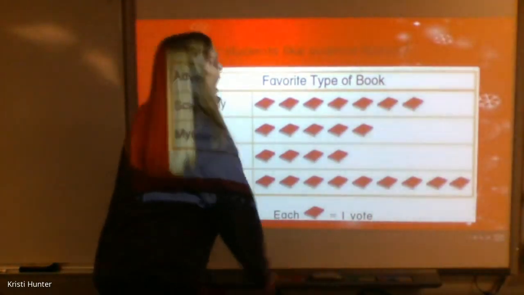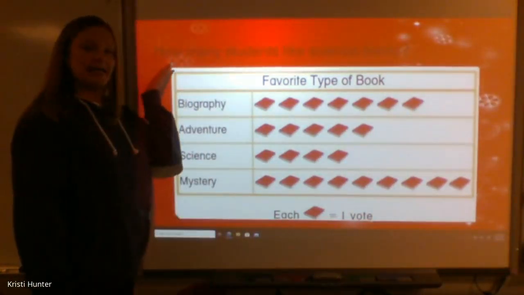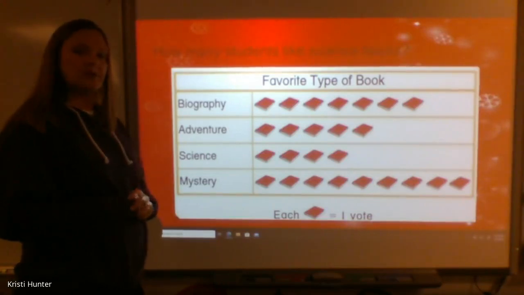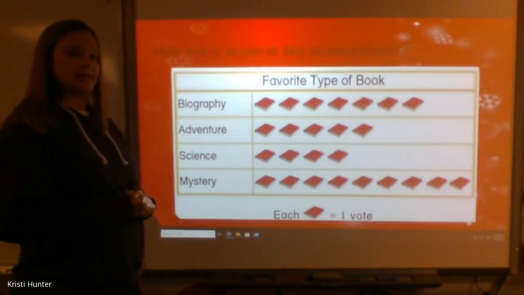How about how many students like science? So you take a look down there. How many books do you count under science or beside science?